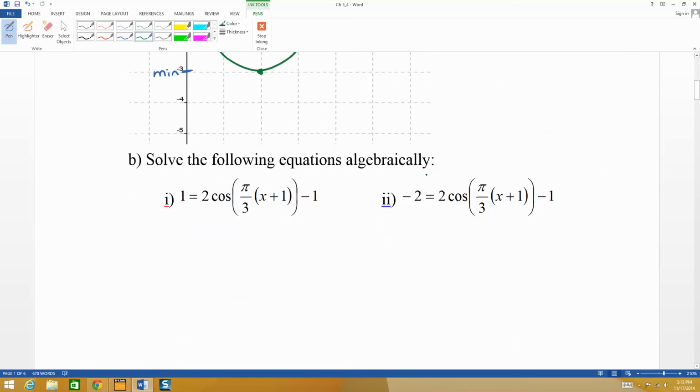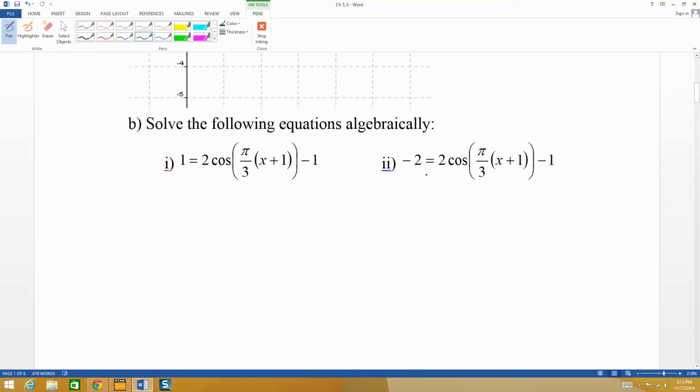It says solve the following graphs algebraically. So you see what they did here is that instead of y, they made this equal to 1. So I'm wondering, when is all this equal to 1? We can do this algebraically. Again, what we need to do is solve for x.